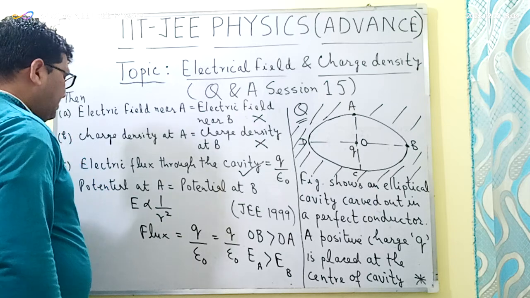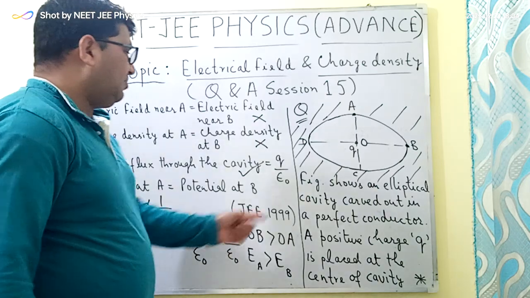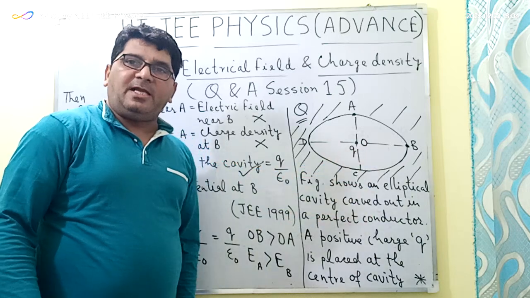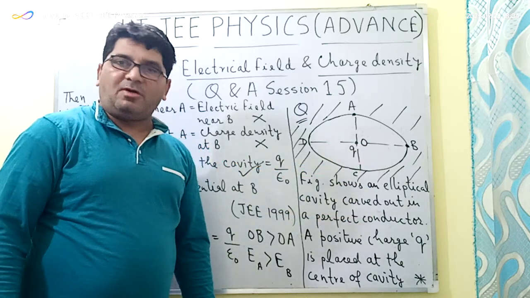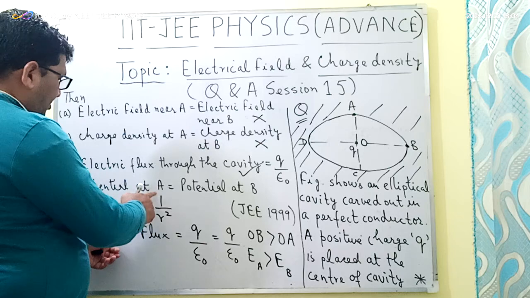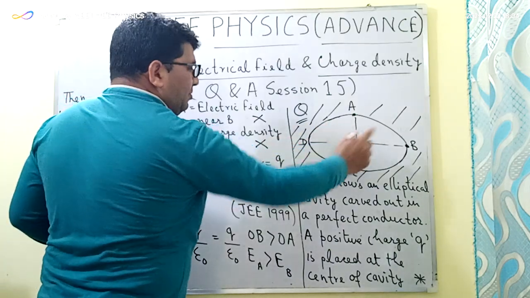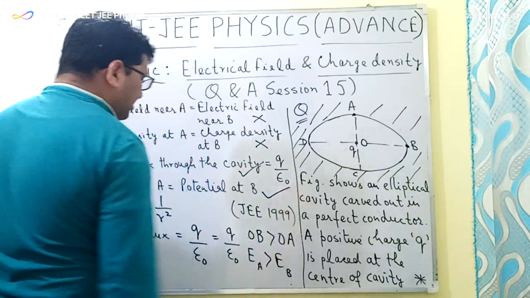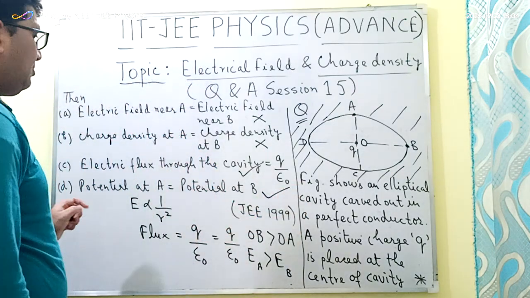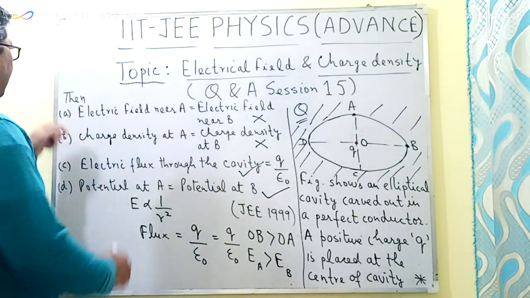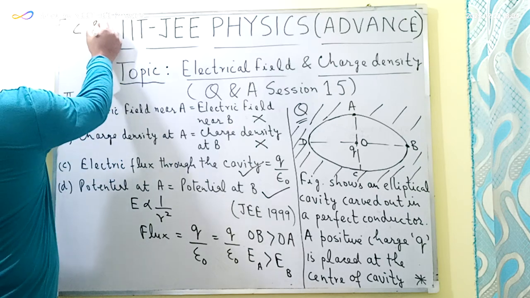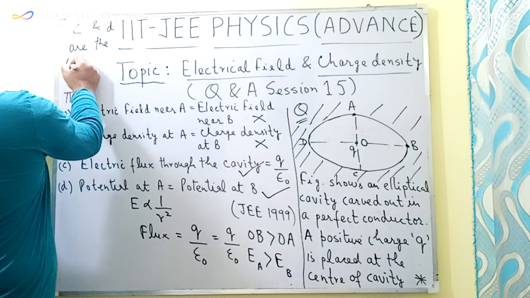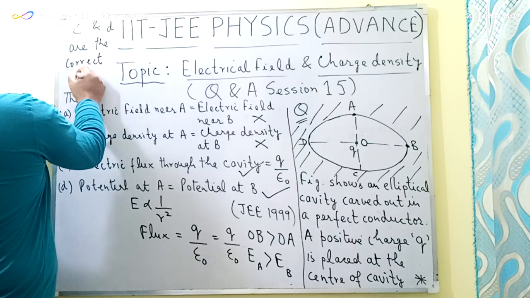The fourth option is the potential at A is equal to potential at B. Now we know that in the case of a conductor, the potential inside the conductor and on the surface of the conductor are constant. So the potential at A will be equal to the potential at B. So this option, that is the option number D, is also correct. So in this question there are two options which are correct, that is C and D. C and D are the correct options.